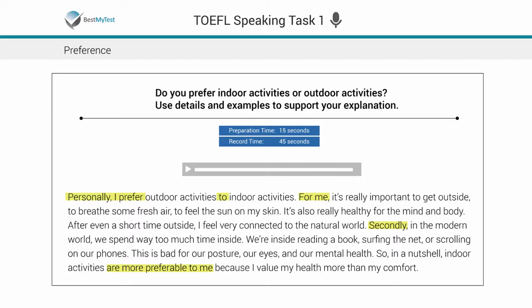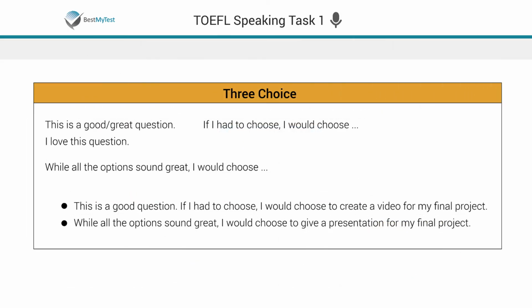All right, next question style. Let's look at 3 choices. And for this one, we've got 2 sentence patterns for you. The first one, you can start by saying, this is a good question, this is a great question, I love this question. Just a bit of an intro sentence to make your answer sound more natural.